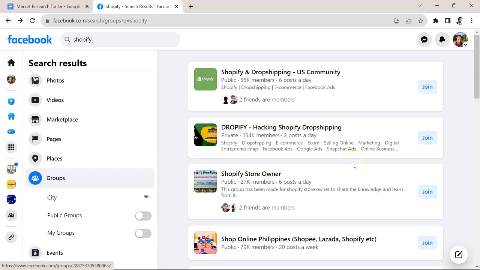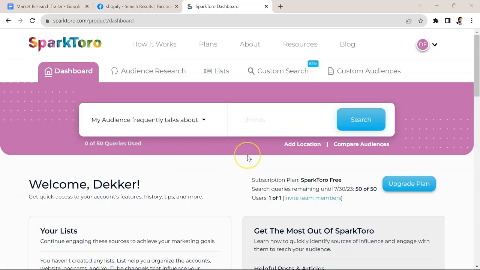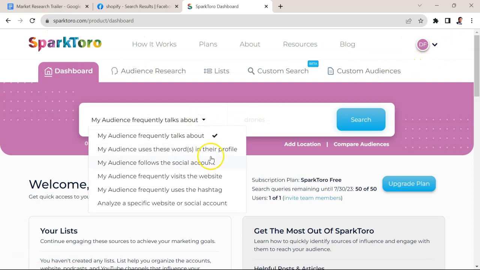So simple conversations with people is one of the easiest ways to do market research. Facebook's just one way to do that. Another way to do it is to go to sparktoro.com. You can see that I created an account. What we're going to do is define who our target audience is. It can be based on what they talk about, what words are in their profile, who they follow on social. For example, maybe they follow Shopify or they follow Amazon.